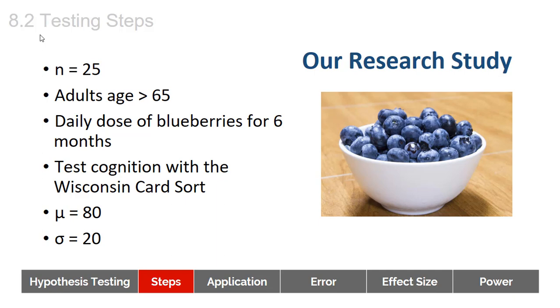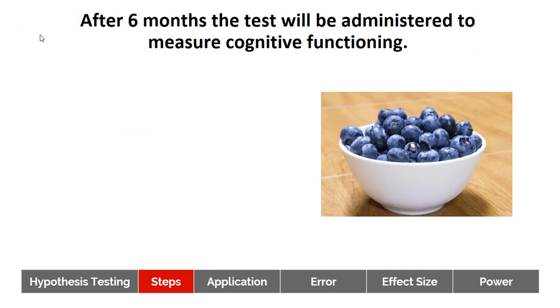So let's just say we have a mythical sample of 25 people. They are all adults over the age of 65. And what we do know about the population of adults over the age of 65 is that their mean score on the Wisconsin card sort is 80 and the standard deviation is 20. So this is all the information we need to get started with our hypothesis testing.